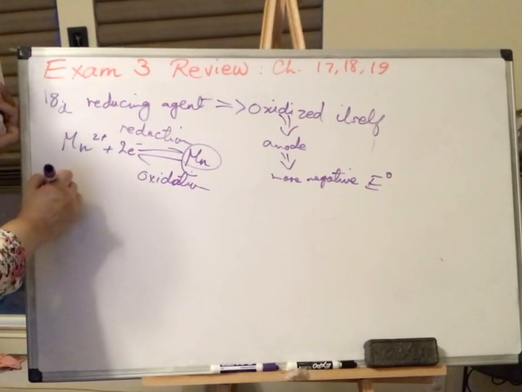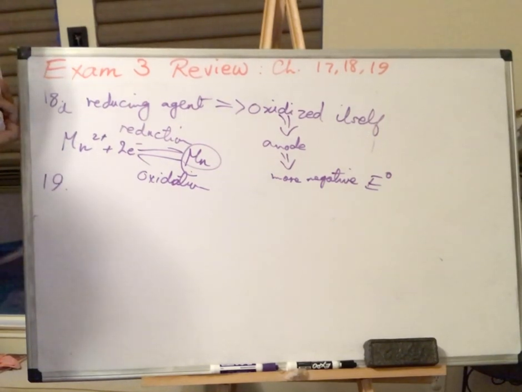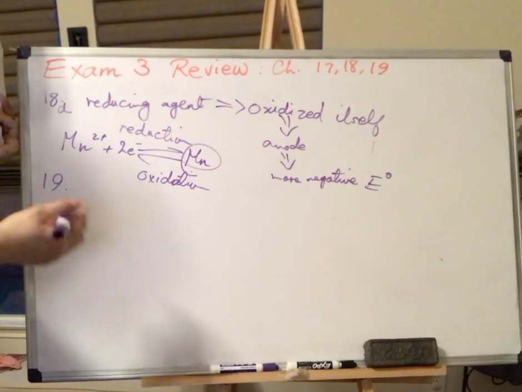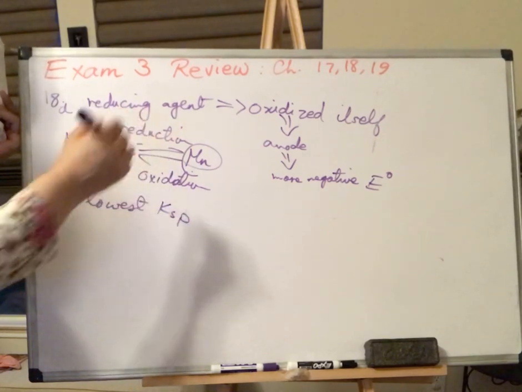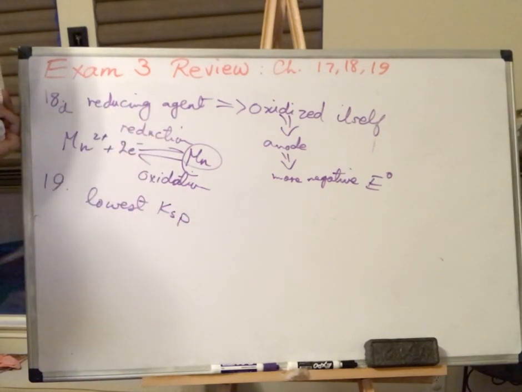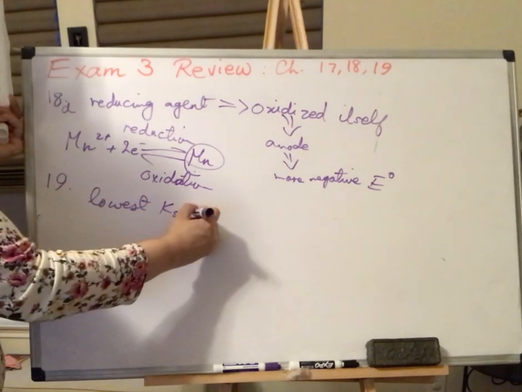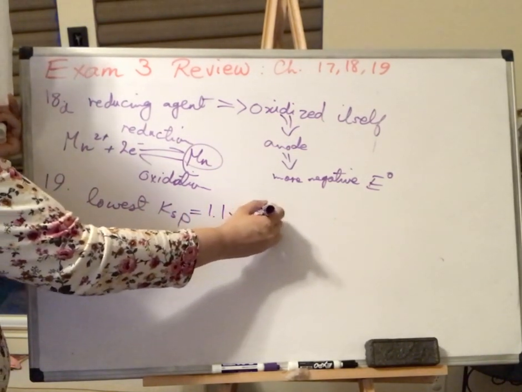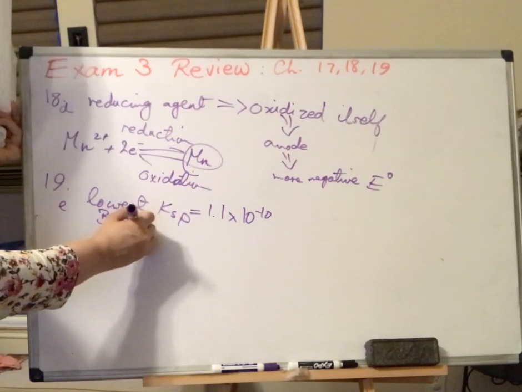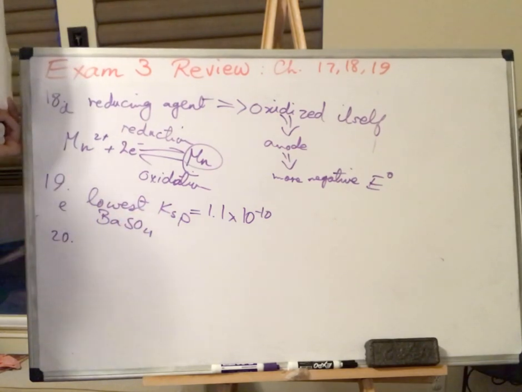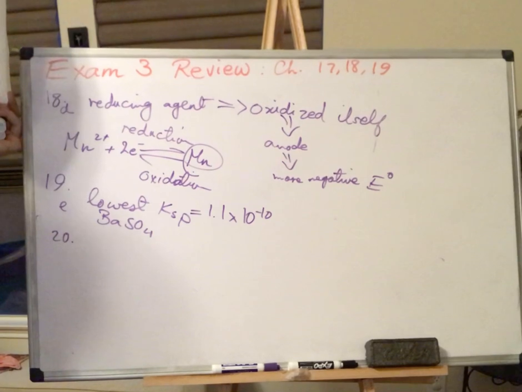Number 19. Which of the following salts has the lowest molar solubility? So lowest molar solubility means lowest KSP. Which one has the lowest KSP? The ones with 10 to negative 10, but you have 4 of them. So you go with the one that has the lowest numerical part. So it's 1.1 times 10 to negative 10, which is E, BaSO4.